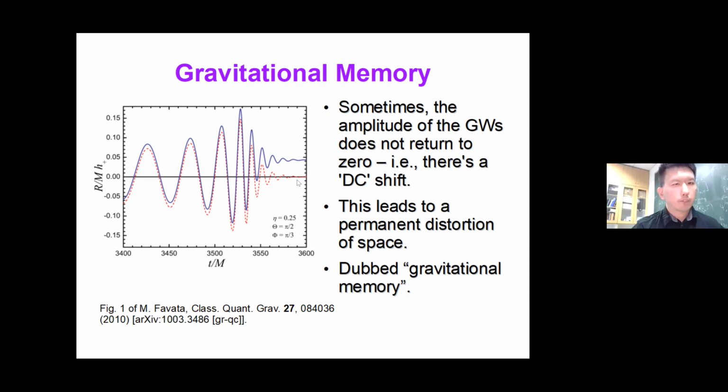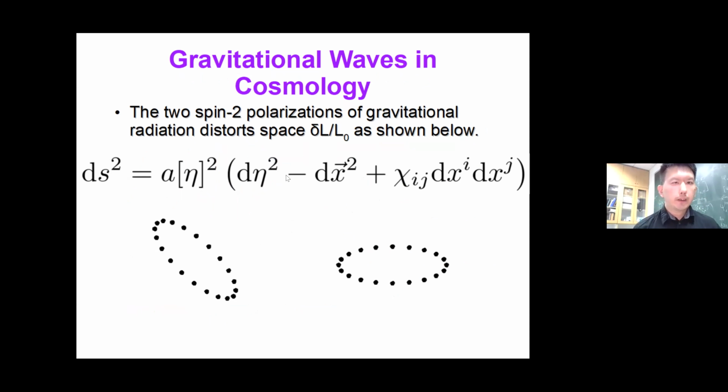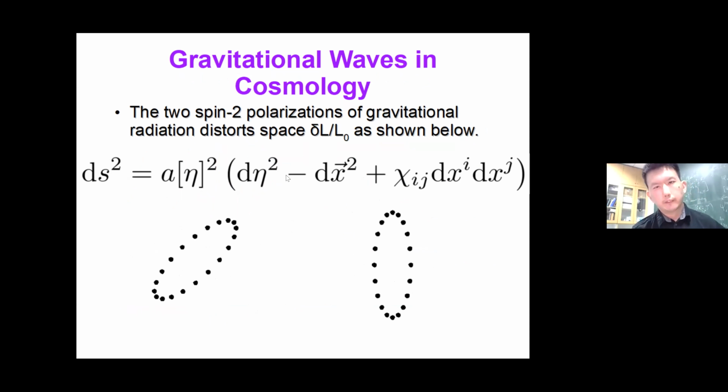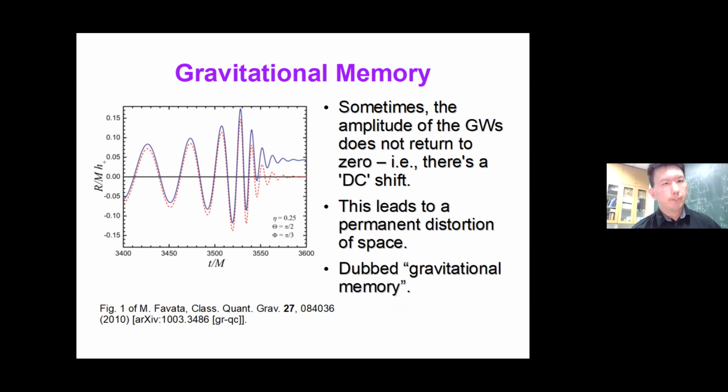So the red one returns to zero, but the blue one suffers essentially a DC shift that in the gravitational literature is called memory. And what that means is that if you think about what happens to this ring of test masses, it would oscillate back and forth as the wave goes up and down, either in the red or the blue curve. But if it is the blue curve, the ring of particles will no longer return to a circle, but will actually be permanently distorted depending on the orientation of the polarization.